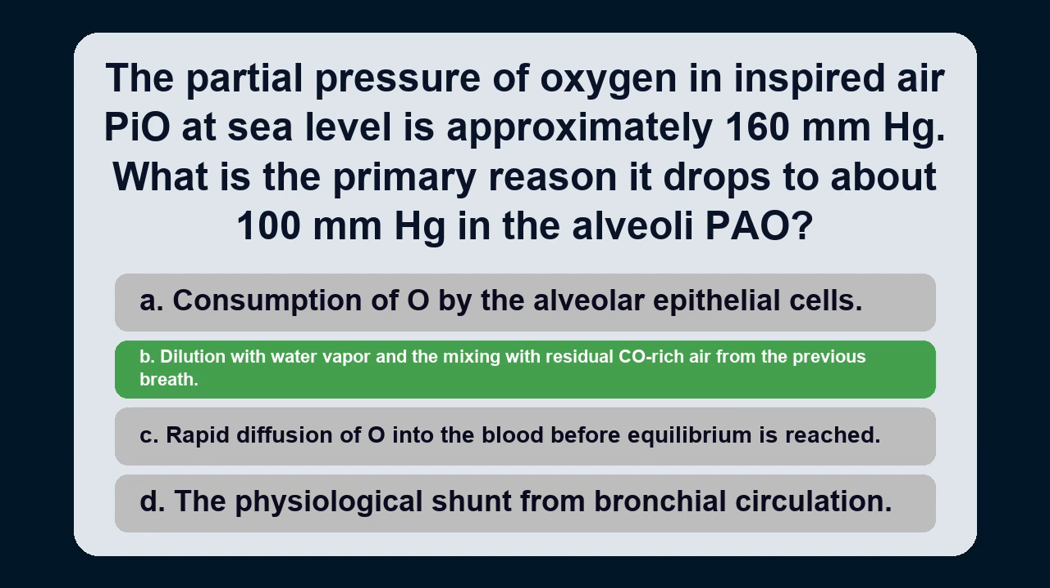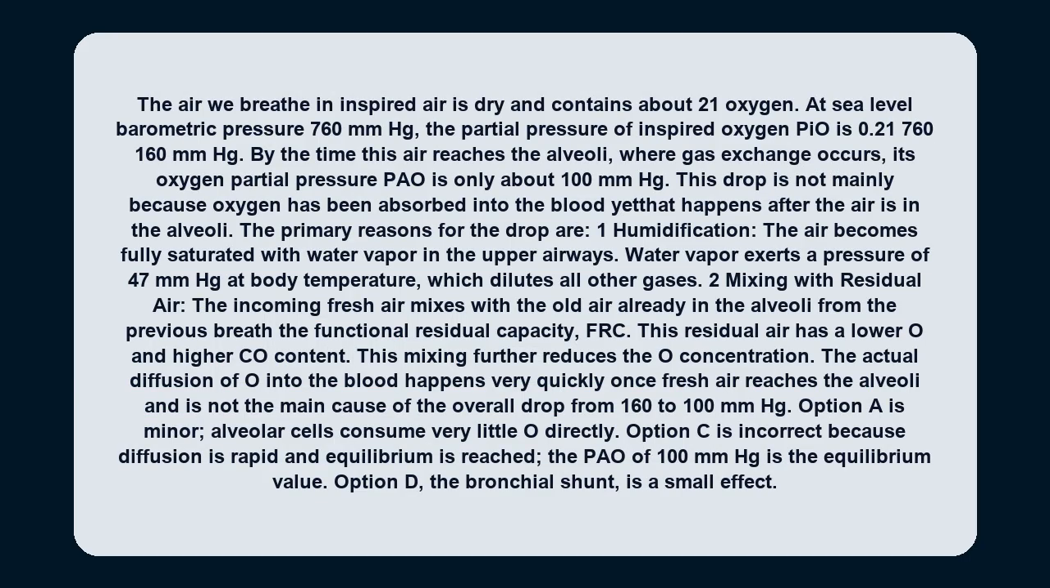The answer is B. The air we breathe in, inspired air, is dry and contains about 21% oxygen. At sea level barometric pressure, 760 millimeters of mercury, the partial pressure of inspired oxygen, PO2, is 0.21 × 760 millimeters of mercury. By the time this air reaches the alveoli, where gas exchange occurs, its oxygen partial pressure, PAO2, is only about 100 millimeters of mercury. This drop is not mainly because oxygen has been absorbed into the blood yet; that happens after the air is in the alveoli. The primary reasons for the drop are 1.